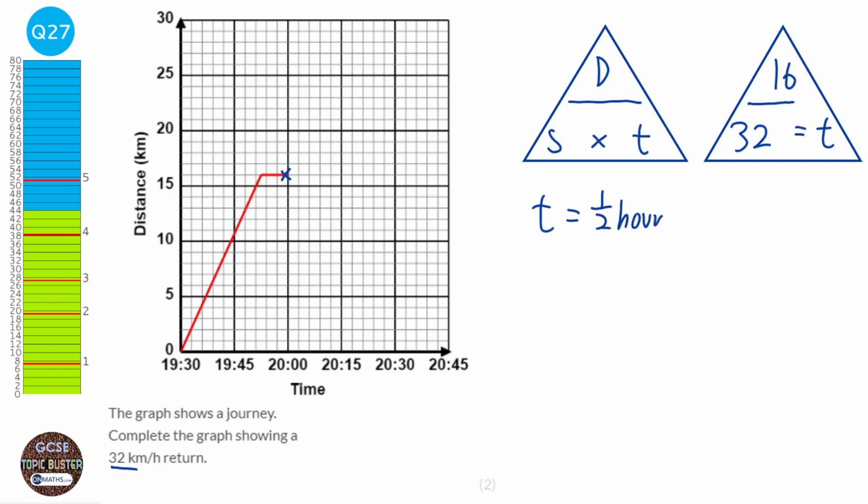And half an hour would bring us, if we start here, half an hour would bring us to 2030 because it's 8 o'clock where we start and we end, therefore half an hour later.